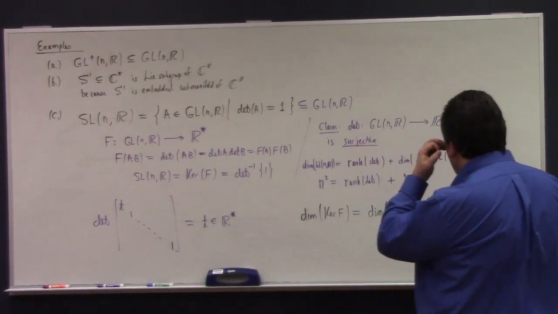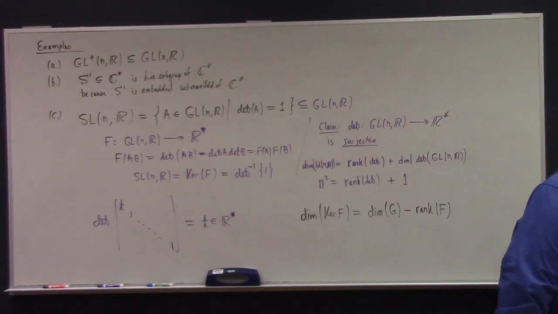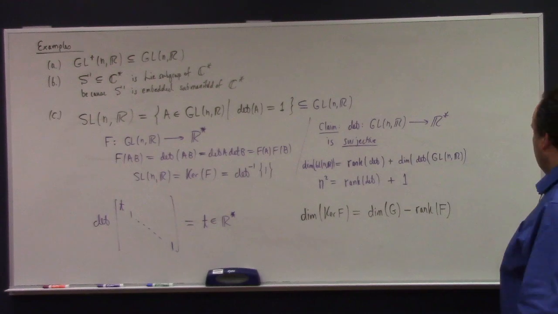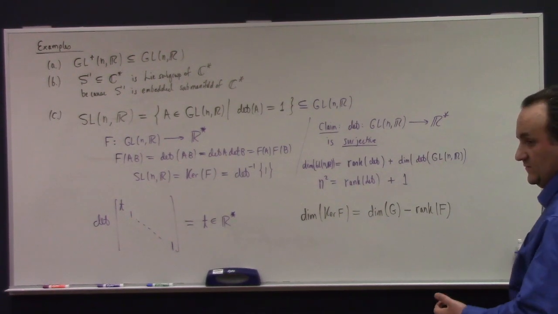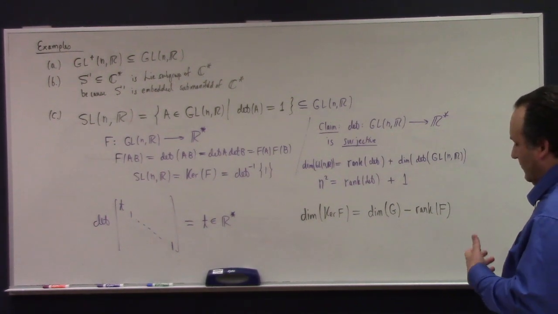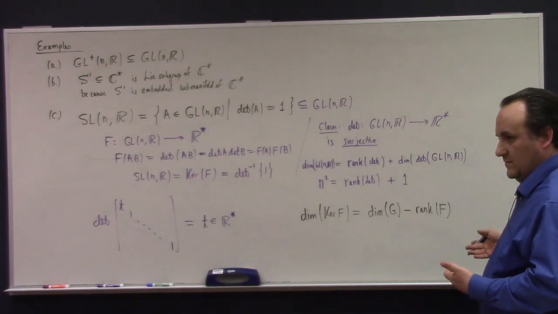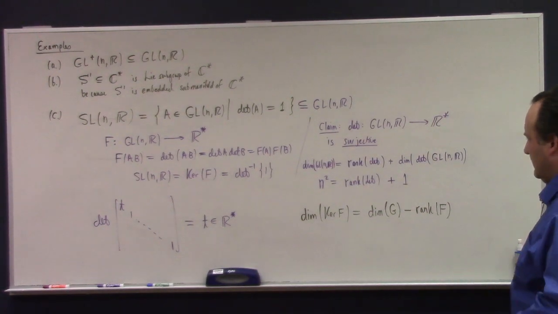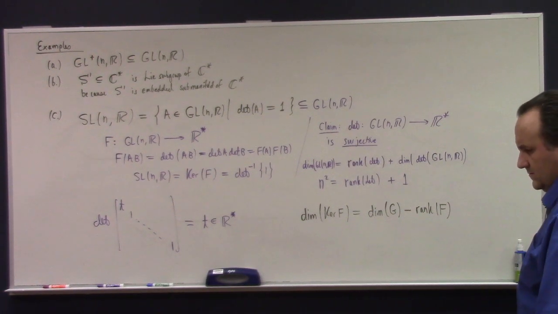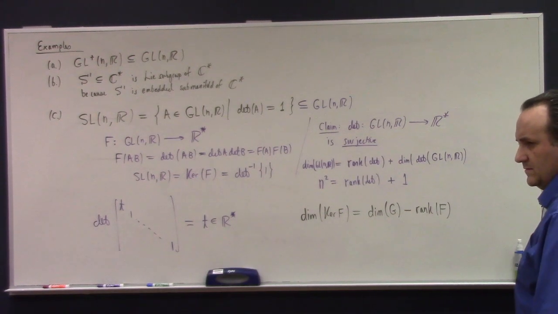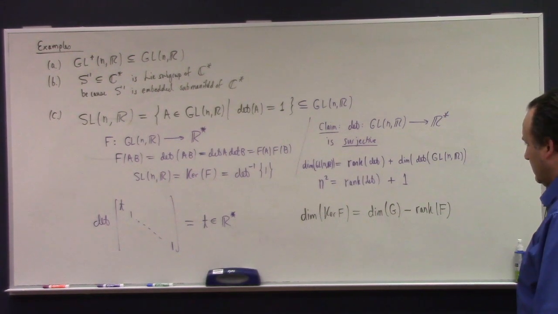Isn't that right? So for example, if the codimension was 1, then you'd have 1 less dimension than G, I think. Is that right? Isn't there a theorem in linear algebra that the dimension of the kernel plus the rank equals the dimension of the vector space? Yes, that's the rank-nullity theorem.